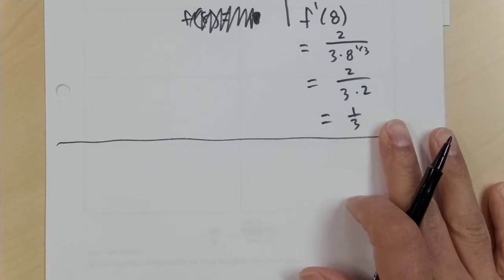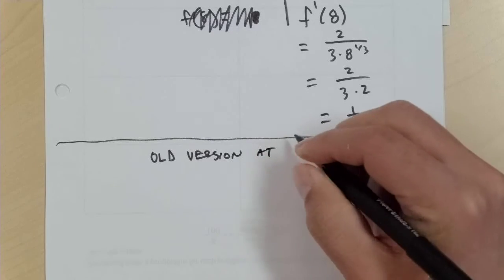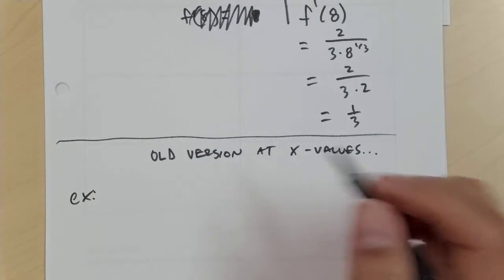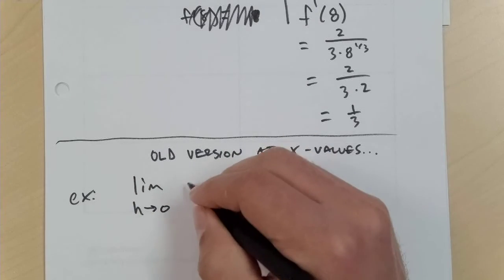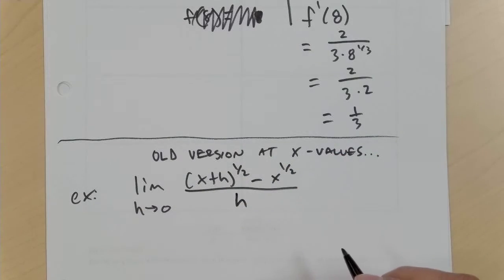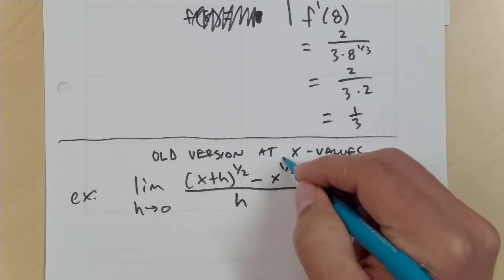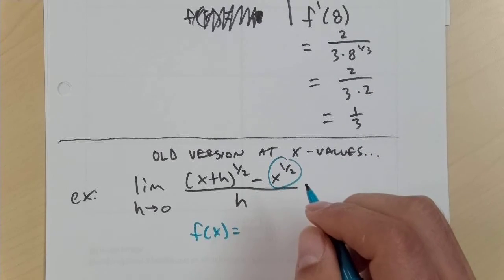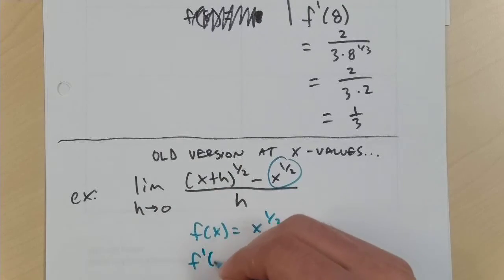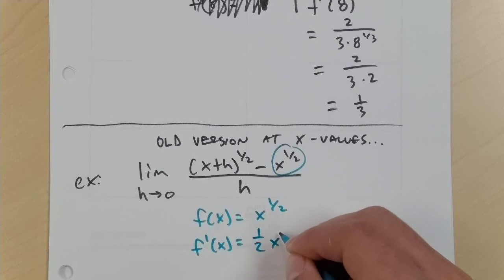And so let's just kind of compare the old version at specific x values. So for example, let's say we have the limit as h approaches 0 of x plus h to the 1/2 minus x to the 1/2 all over h. Okay? Remember, now we're using the first definition, the original one, which was f of x plus h minus f of x over h. So right here, this is your f of x. And if we want to figure out this limit, again, that just means find the derivative. So if you know a better way of doing it, which we do, you can do the shortcut. So use the power rule, we get 1/2 x to the minus 1/2.